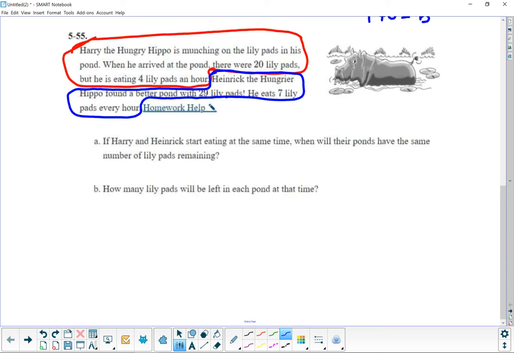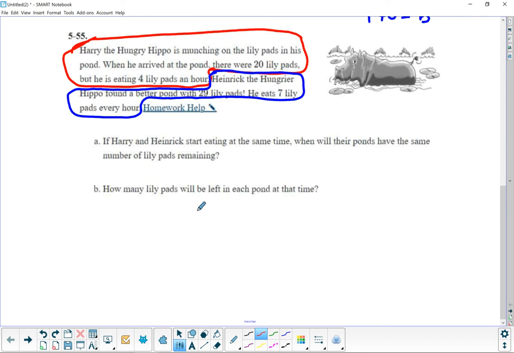Okay. So if Harry and Heinrich start eating at the same time, when will their ponds have the same number of lily pads remaining? Okay, this one's kind of difficult. You can do a graph, or you can just kind of brute force it and just do one at a time. And then part B says how many lily pads will be left in each pond at that time.